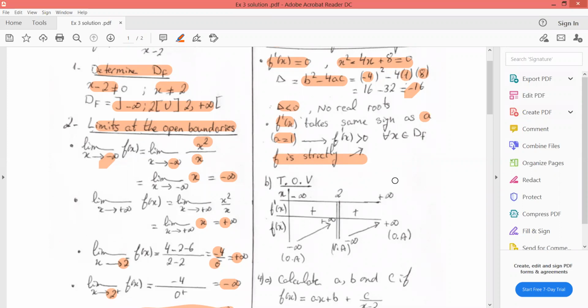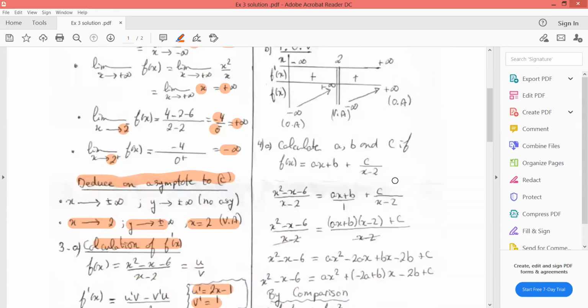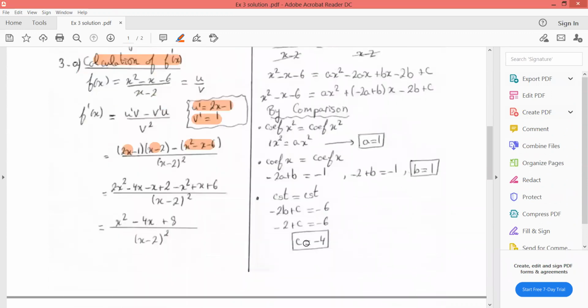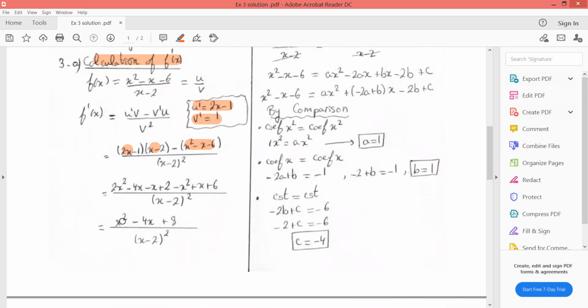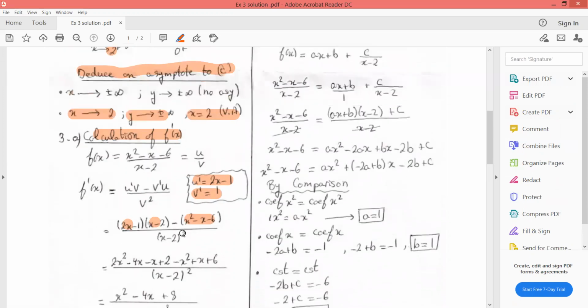If you replace by any number in the derivative, for example, if we replace x by 0 squared, we get 8 over 4, which is positive. Okay. So whenever delta is negative, you can replace x by any number in the derivative, and you get the sign.